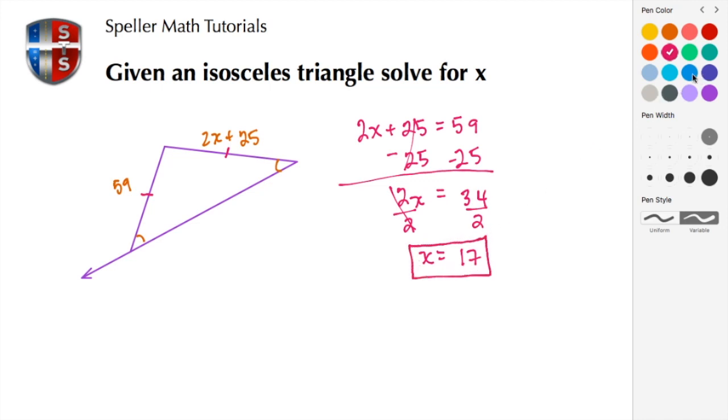Now let's go ahead and verify our work by doing a basic substitution. So we're going to take this expression here, 2x plus 25. Instead of writing the x, I'm going to write the 17, and then I'm going to write the plus 25. And we know that that should come out to be 59 because these two sides are congruent. So 2 times 17 is 34, and then we're going to add the 25. And again, that should be 59.